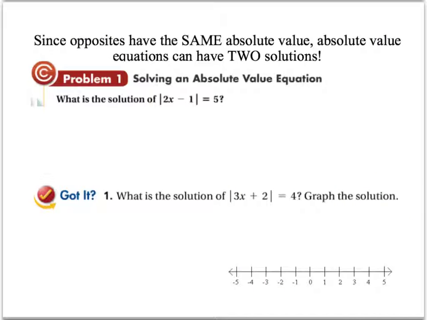Now, because we have absolute values and we have the opposites having the same absolute value, when we solve for absolute values, we can have 2 solutions. When you're solving an absolute value, such as the absolute value of 2x minus 1 equals 5, first, you have 2x minus 1 equals 5. And then you want to set your absolute value equal to the opposite. So 2x minus 1 equals negative 5.